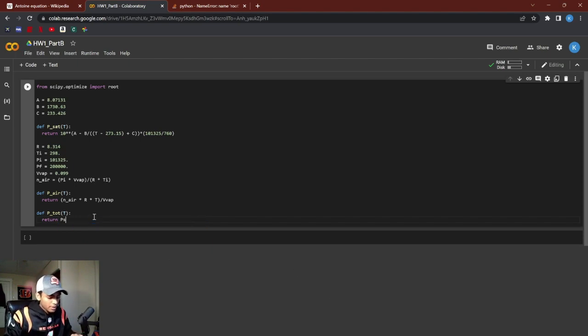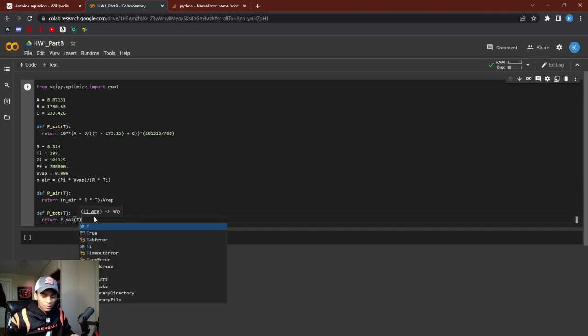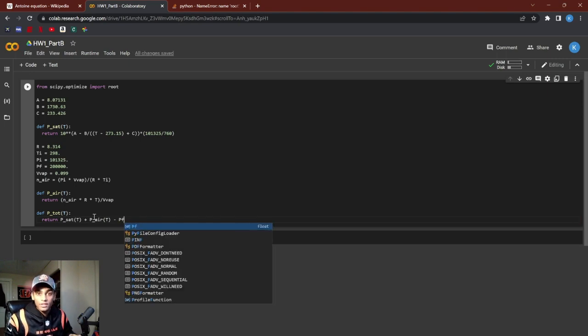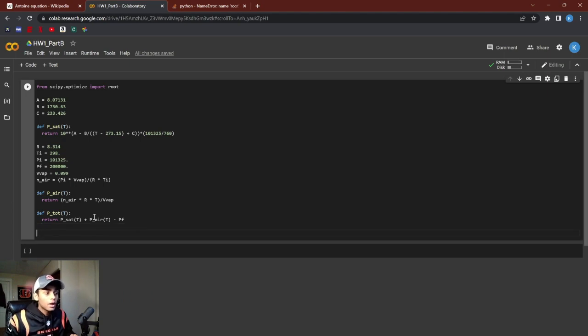So it's going to return P sat of T, right, plus that P of air of T, and then minusing our final or desired value. And now when we do this, we have essentially set up an equation in which we can find the roots, and the roots are going to be the values of temperature that make that 0. So that's where we are going to find this function to be really, really handy.